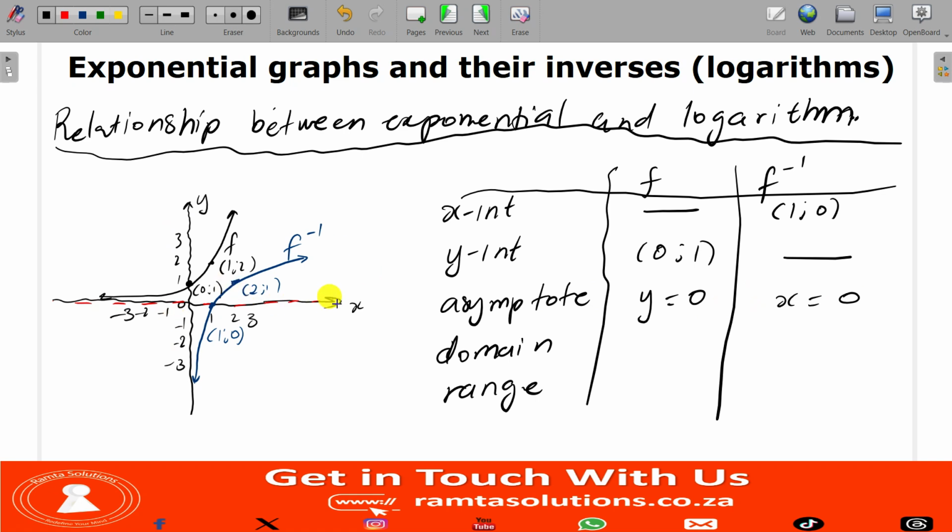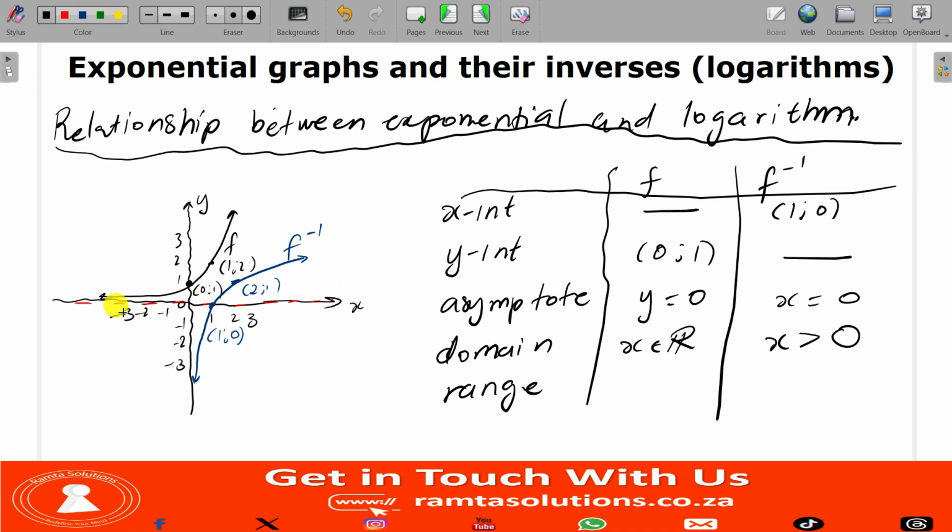What is the domain of the original? It allows all x values. What is the domain of the inverse? As you can see, it allows all x values but those that are above x equals 0. So here x is greater than 0. Because we said it allows all x values, however, it must be all x values that are greater than 0, to the right of x equals 0. Can you see that? Good.